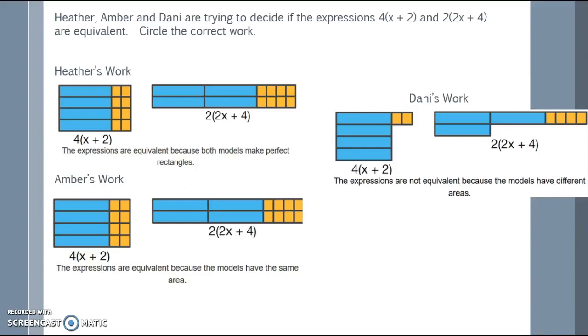Well, yes, they make perfect rectangles, but they don't create the same area. They don't create the same area. So although her work is slightly correct, it's not totally correct.